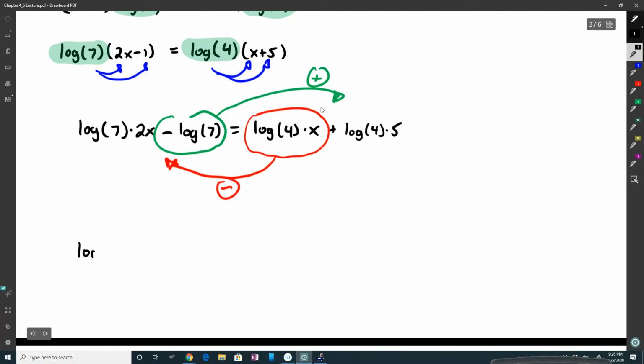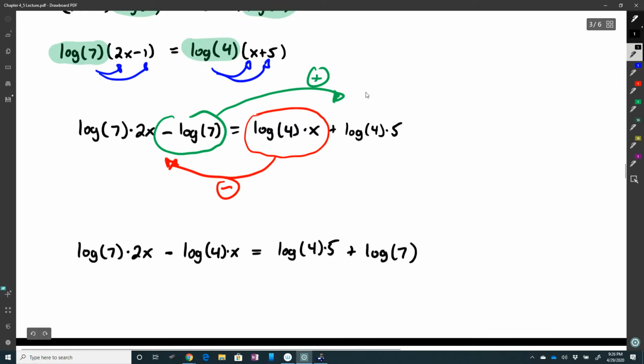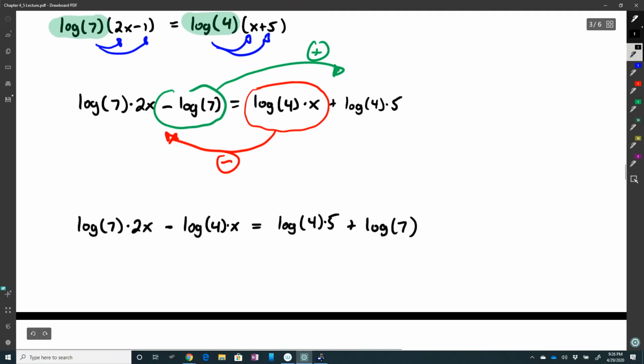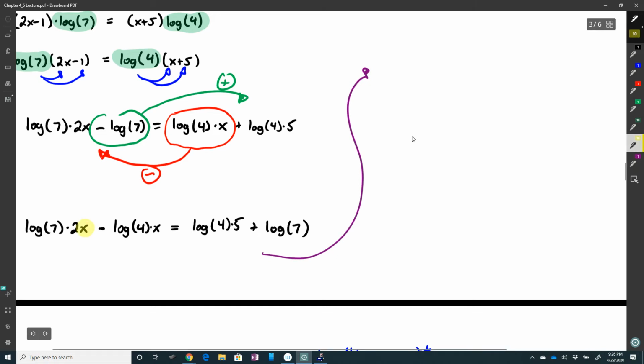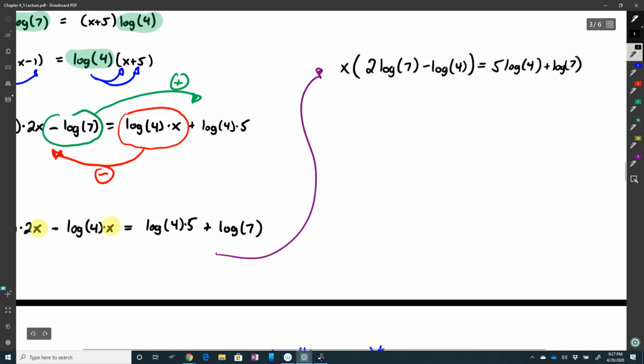So we end up with log of 7 times 2x. Remember, I moved the log of 4 times x to the other side. So minus log of 4 times x equals log of 4 times 5 plus log of 7. So I move this to the other side. It's negative, so I have to add it to the other side. All right. So now, they have an x in common, so I can factor that x out, which leaves 2 log of 7 minus log of 4 equals, so I'll put the 5 first, 5 log of 4 plus log of 7.